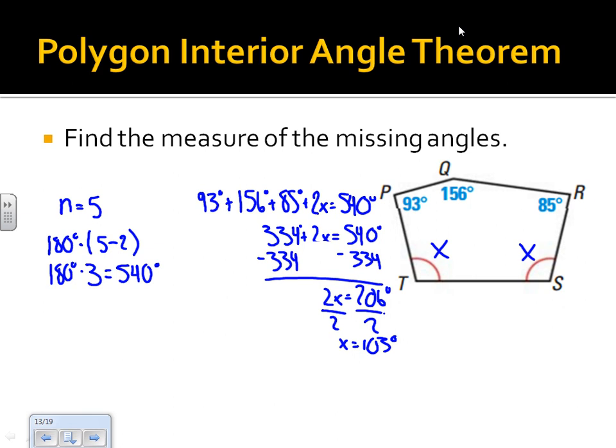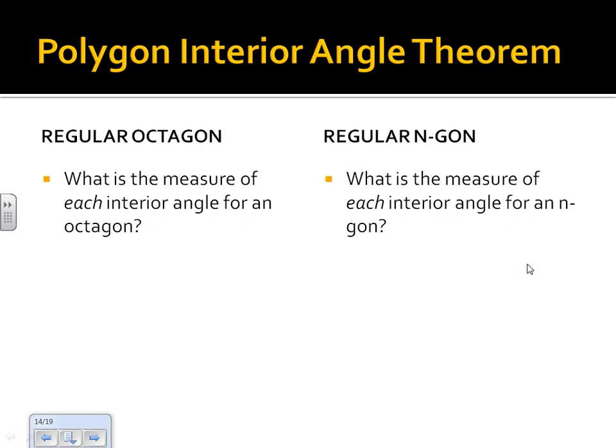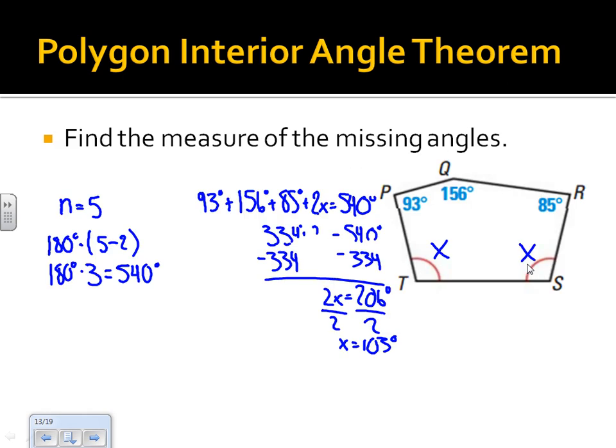So all the way inside, okay? Then add them up: 93 plus 156 plus 85. See how he got those from this picture? Plus, he knew that there were 2 x's. So he said plus 2x equals 206. Does that make sense? Yes? No? Okay? And then he did x is equal to 103. So he divided both sides by 2.